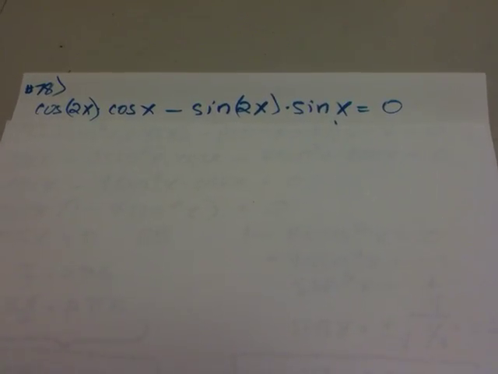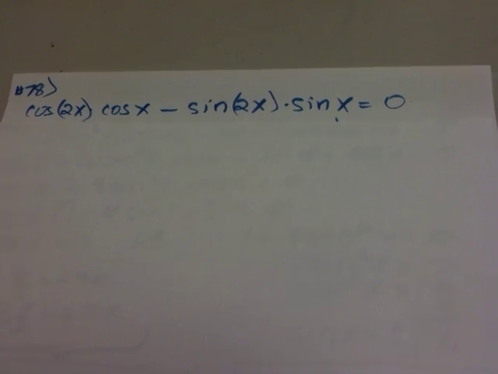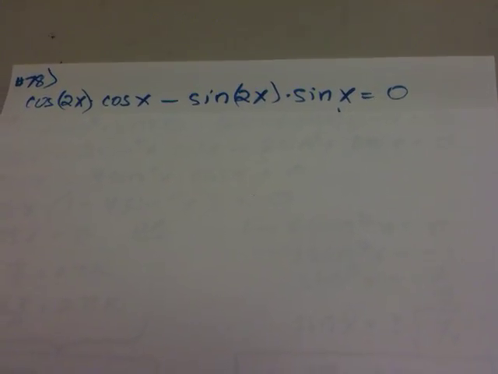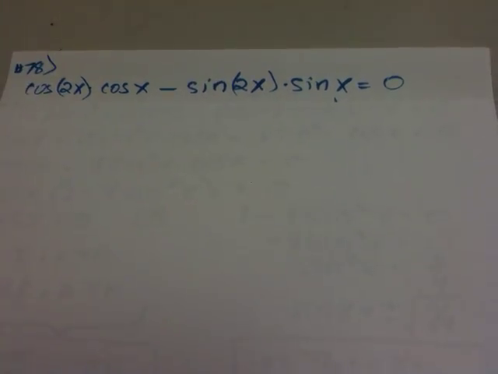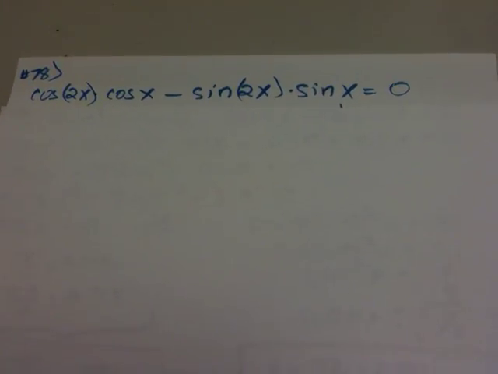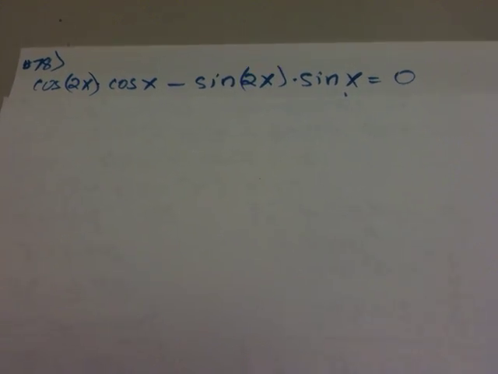Now, if you look at this, the issue we're going to run into is you have two different angles being used. You have cosine of 2x, sine of 2x. Those have the same angle, but then you have cosine of x and sine of x. Those have different angles. This is where you need to start thinking about your trigonometric identities.